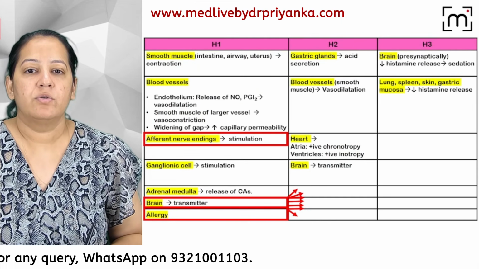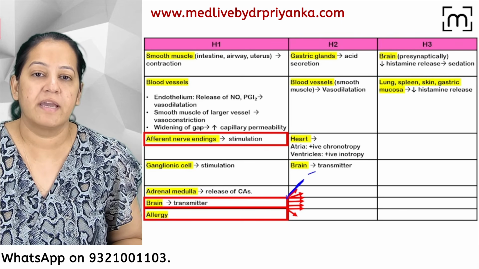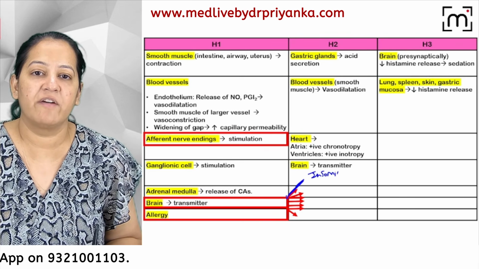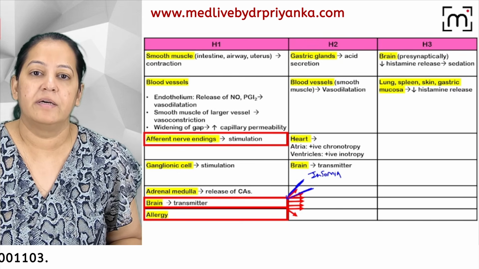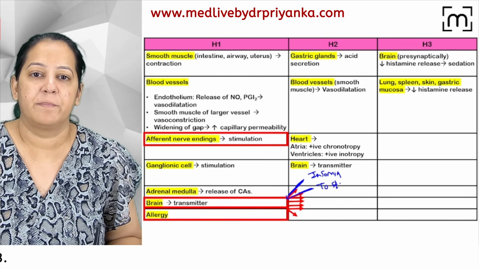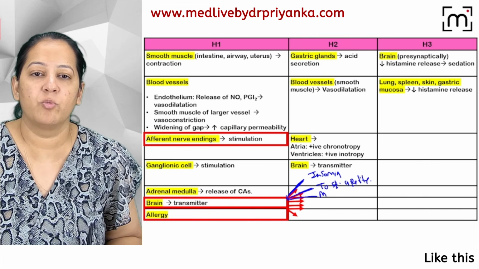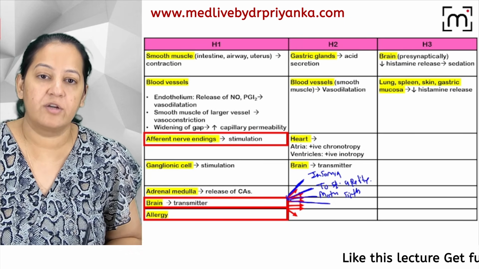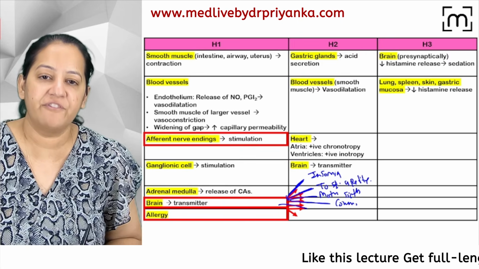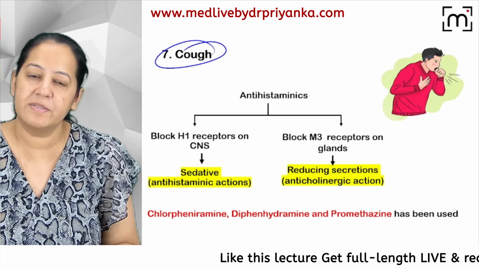Okay, so in the brain, the first advantage was insomnia. During insomnia, we can give them. The second advantage is to stimulate appetite, for the person who doesn't feel hungry. Okay. The third advantage was motion sickness. Okay. The fourth advantage I told you is the common cold. The fifth one I'm telling you is cough. What happens during cough?